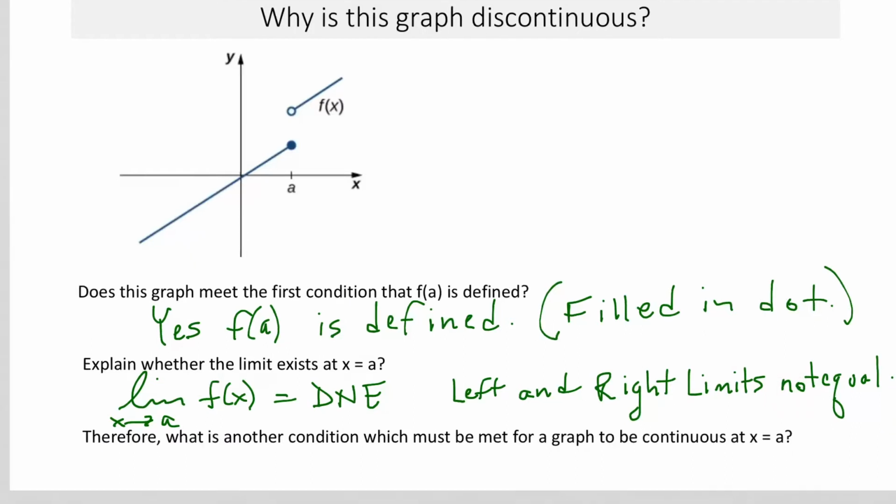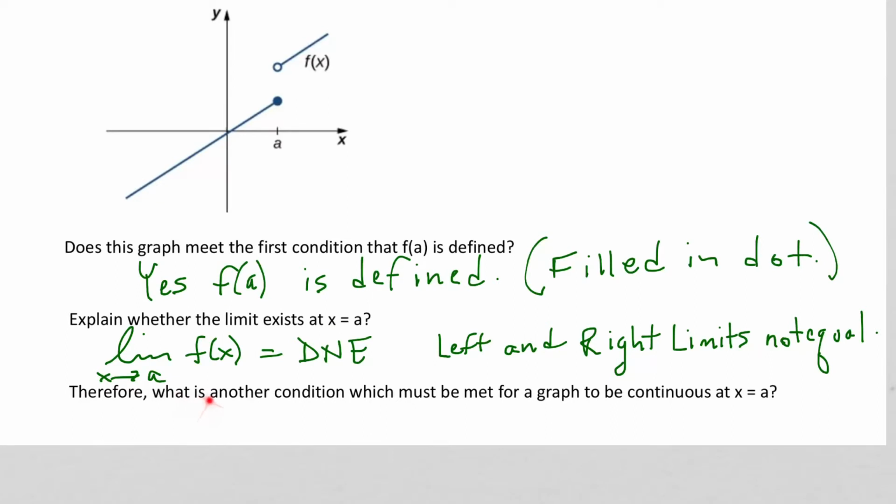So then we're going to ask ourselves, therefore, what is another condition which must be met for a graph to be continuous at x is equal to a? So basically, in order to prevent something like this, a jump discontinuity, the limit as x approaches a of f of x must exist.